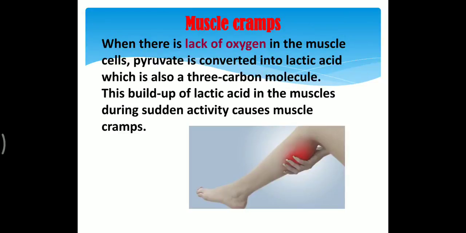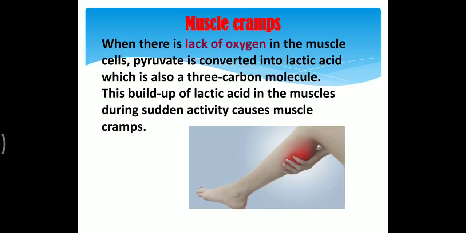Now you might have observed sometimes when you are running, or suddenly getting up, or sometimes all of a sudden you sit, somewhere in your muscles you get muscle cramps. All of a sudden it starts paining. You can't move, you can't do anything. That part becomes very hard. When there is a lack of oxygen in the muscle cells, pyruvate is converted into lactic acid, which is also a 3 carbon molecule. Here also the breaking down of carbon molecules is happening.